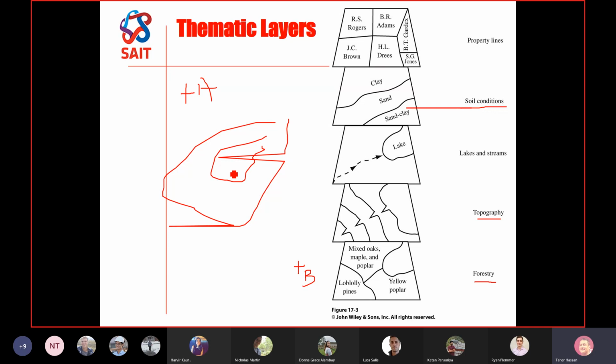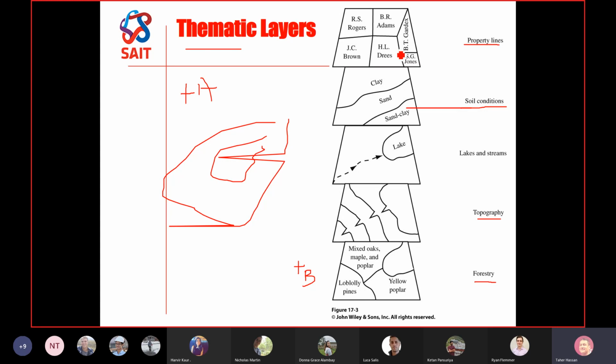And then finally, let's talk about property lines. Should I have one map that simply shows me the theme of the property line? For example, this area is owned by JC Brown or Rogers or Adams. Those are very important because remember, if you simply ask to pass through their land, then probably you have to pay them some money, and this will also be part of the cost.